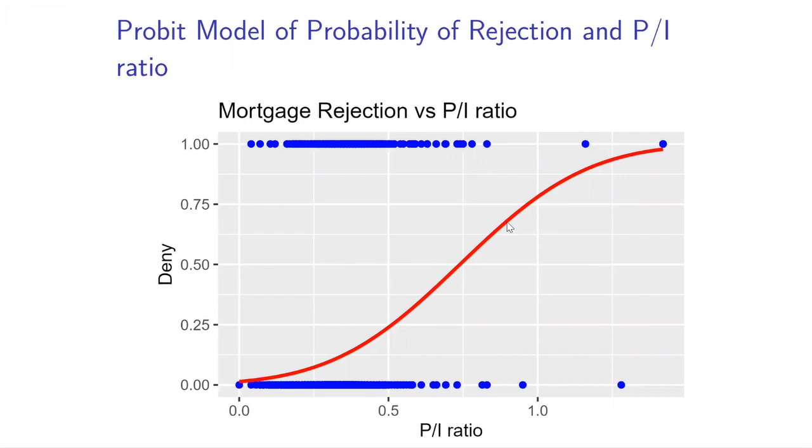If we fit a Probit model on the scatter plot, the fit is captured by this red line. As you see, the relationship between the probability of mortgage application denied and the PI ratio on the x-axis is no longer linear. It's captured by the CDF function that is bounded between 0 and 1. This fit looks much more realistic than the fit of a linear probability model.